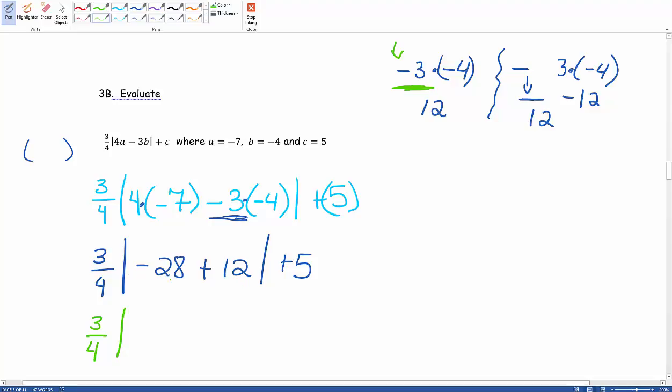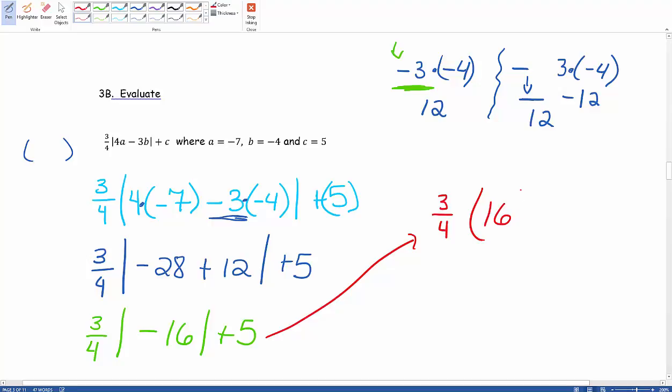Again, we have to work inside of our absolute value, so -28 plus +12 gives us -16, plus 5. Then we would take the absolute value of -16, which would give us +16. We have 3/4 times, again, absolute value of -16 gives us +16, and then plus 5.